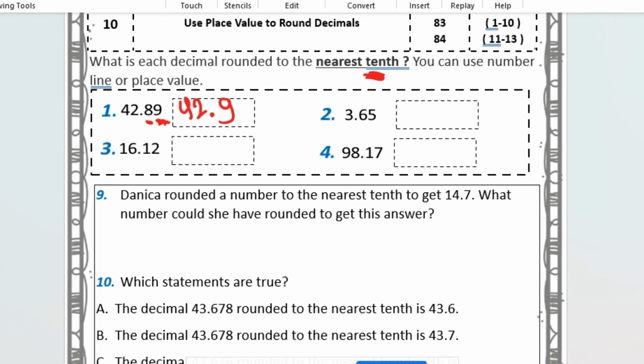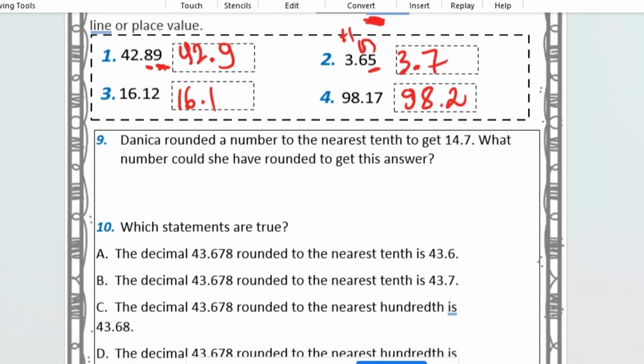Now, let's look at the second one. We have 3.65. We look at the 5. 5 is equal to 5, so we add 1 to the 6. So it will become 3.7. In similar fashion, this will become 16.1 and this will become 98.2. Okay.